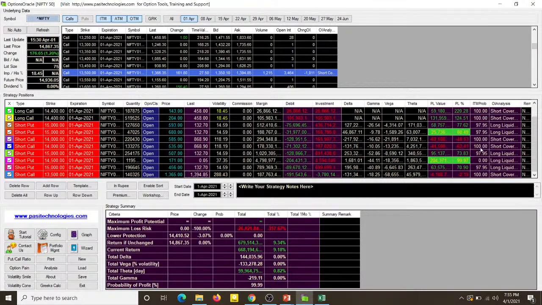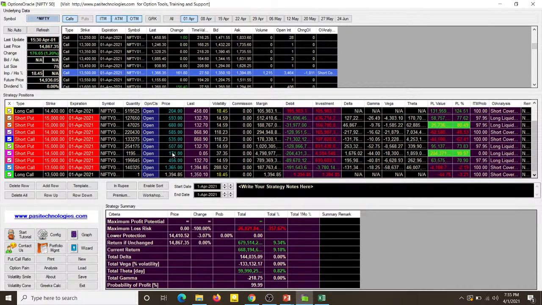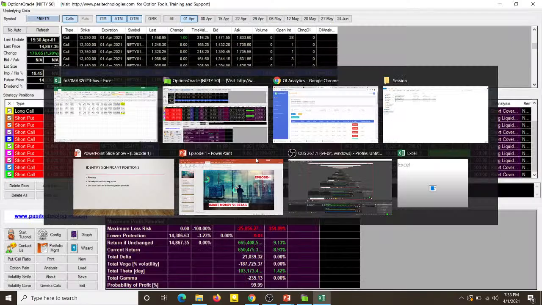Fine. Now I will add one more line of the same position. Short call and 131,400, price 1260. Fine. So yeah, now let's add the other strike, which is 14,000 call.